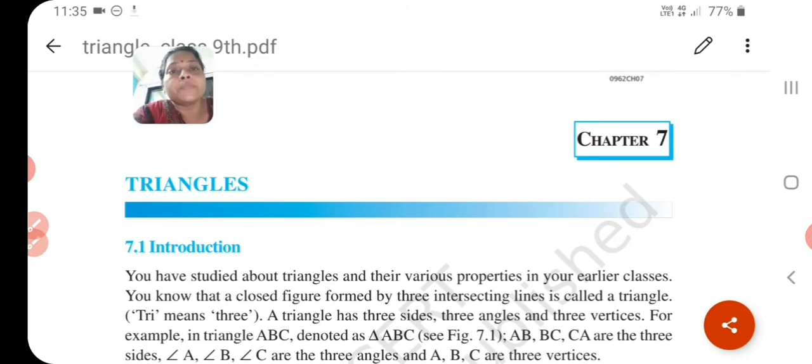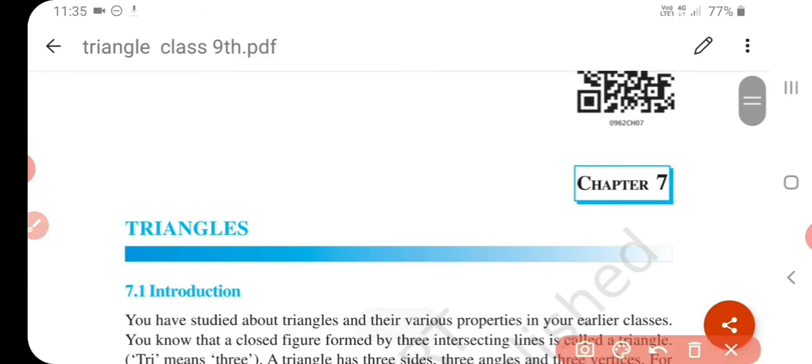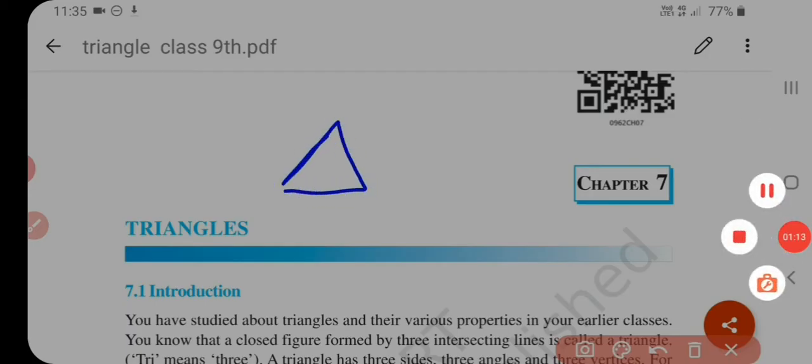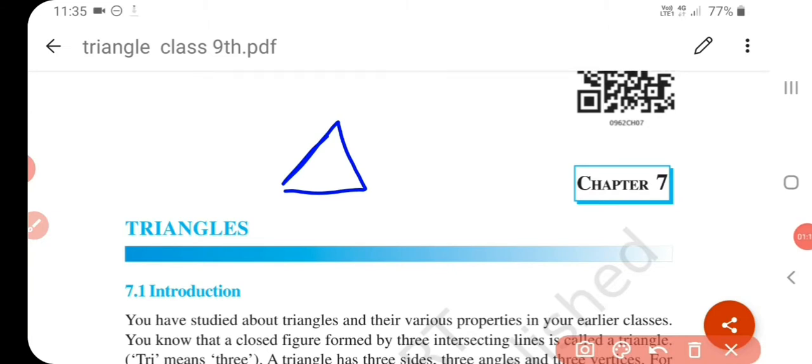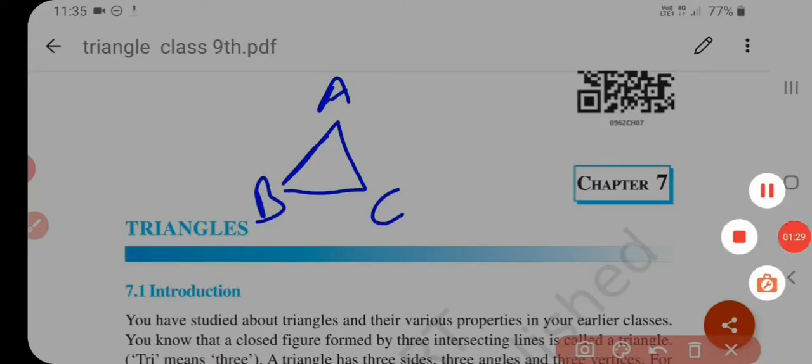We know that a plane figure closed by three intersecting lines is called a triangle. Here tri means three. A triangle has three sides, three angles and three vertices, and it is denoted by the symbol. This is the symbol which we have denoted to triangle. Now, we give the name ABC or PQR and so on. If we name them A, B, C, then triangle ABC.